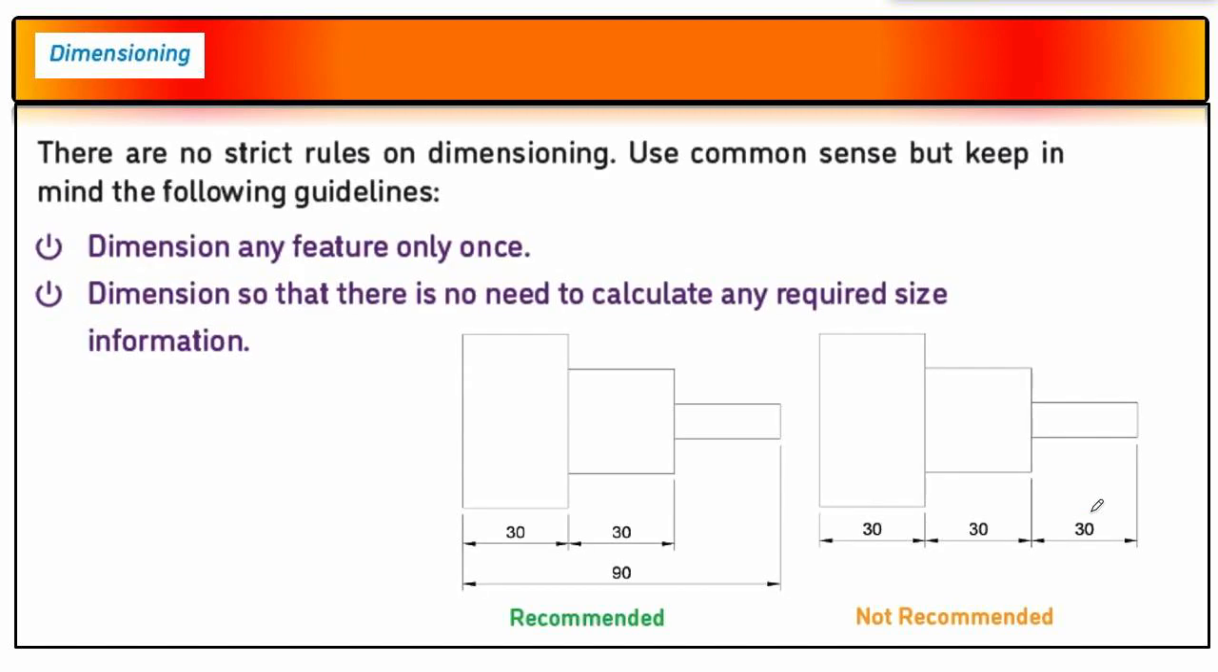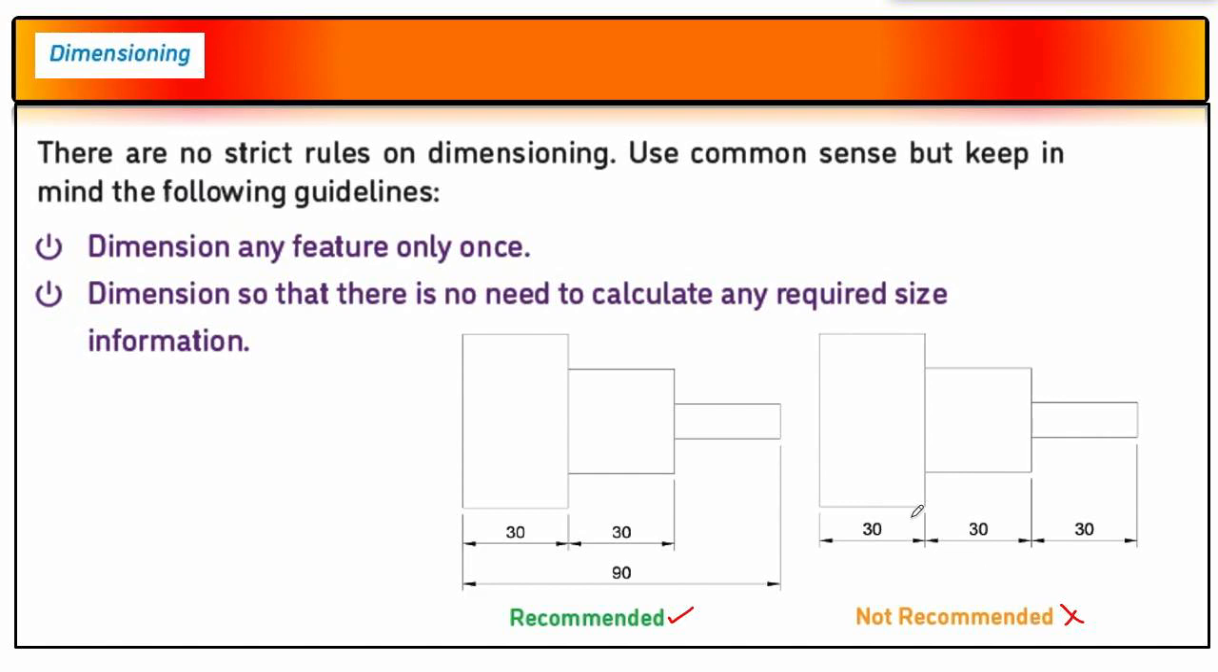Moving on to talk more about dimensioning. There are no strict rules on dimensioning. When it comes to dimensions, measurements, there are no strict rules. Use common sense and keep two things in mind. Dimension any feature only once, so you're supposed to dimension or measure any feature only one time. Dimension so that there is no need to calculate any required size information. As an example, the recommended dimensioning is this one on the left, and the not recommended dimensioning is this one here. What do you notice is the difference between the two?